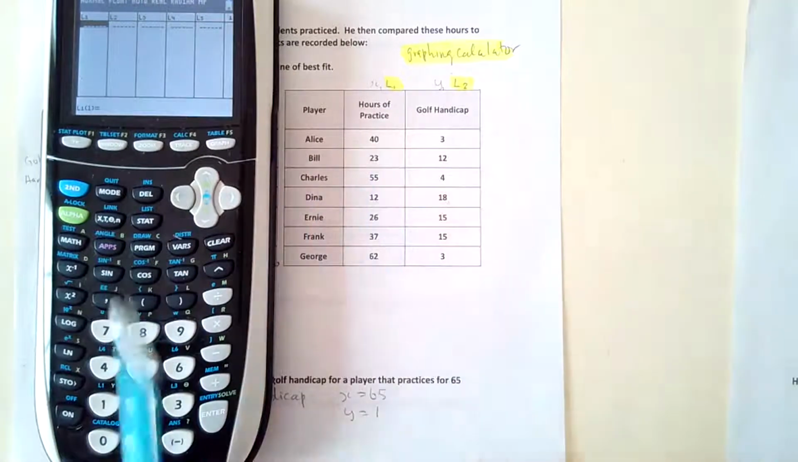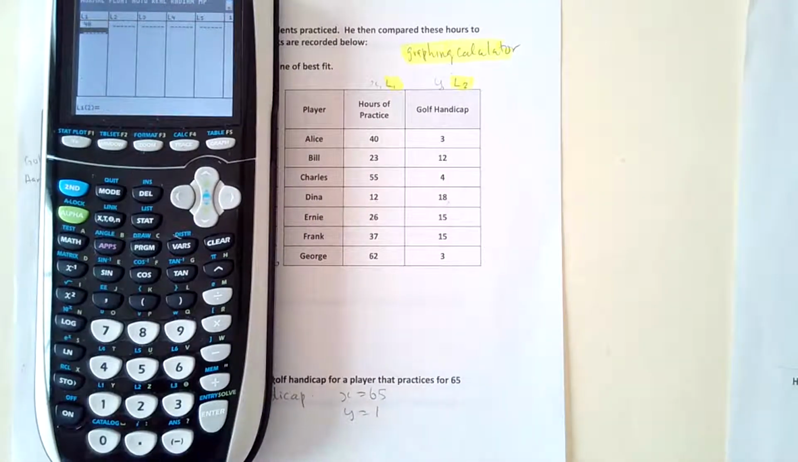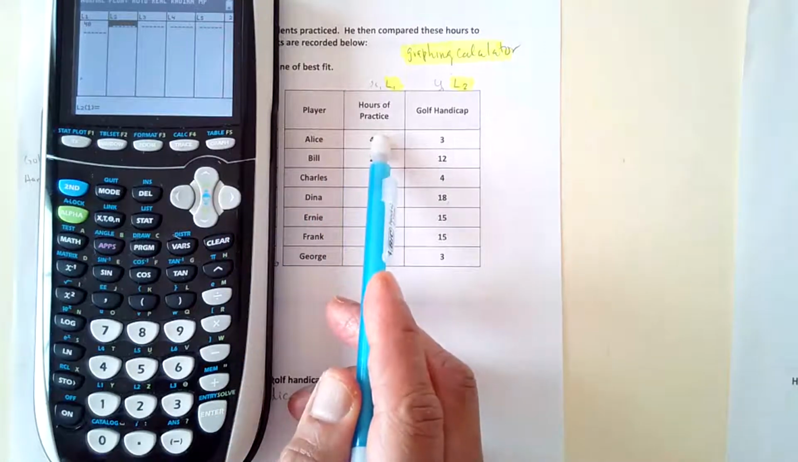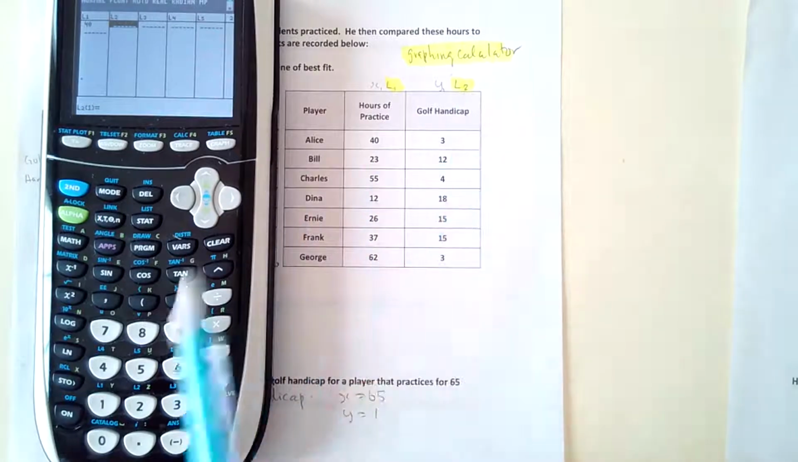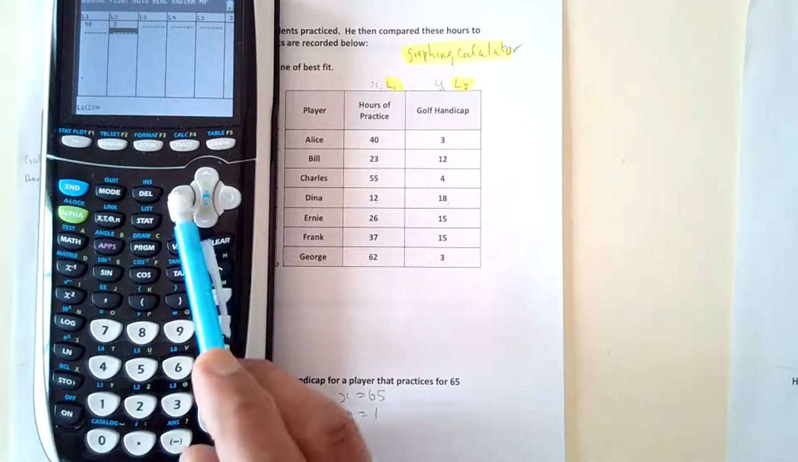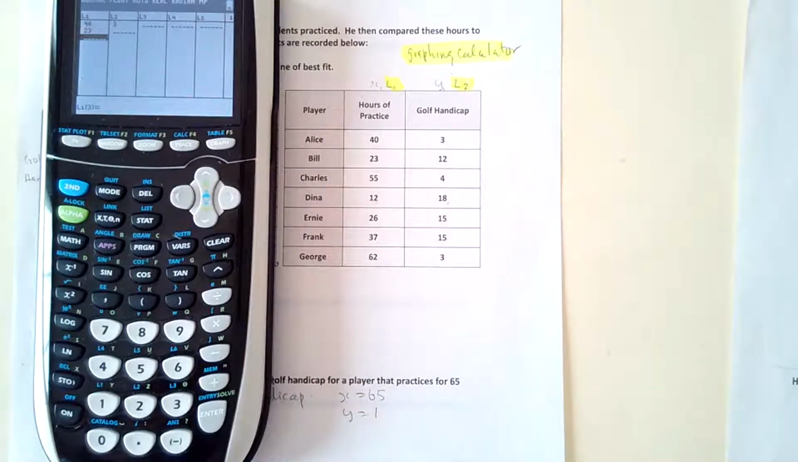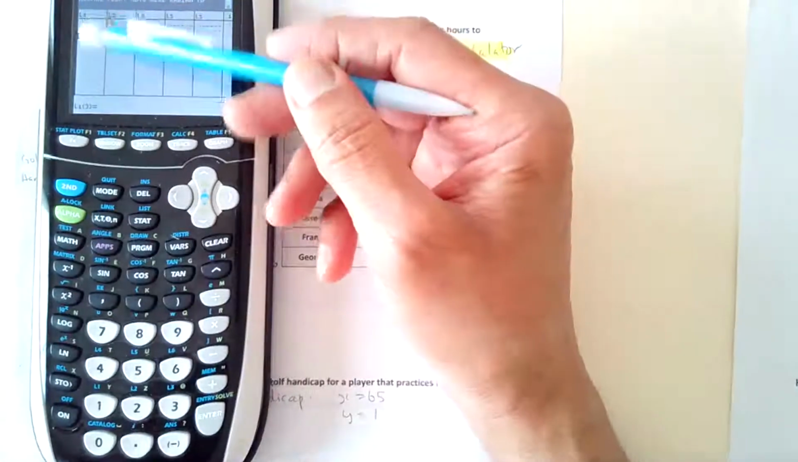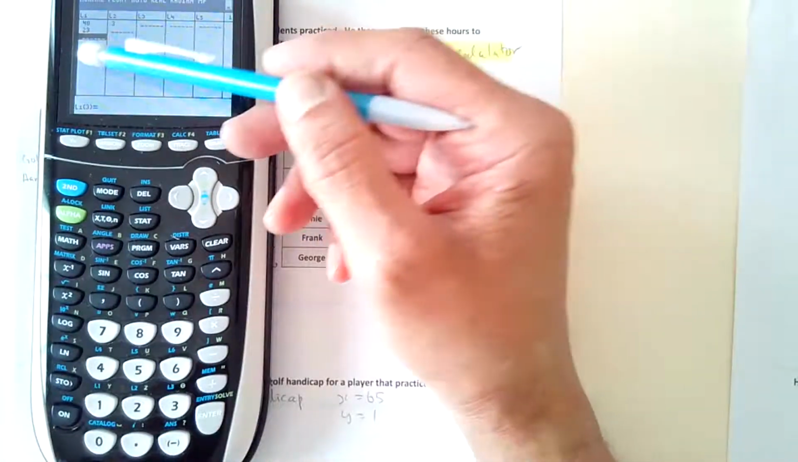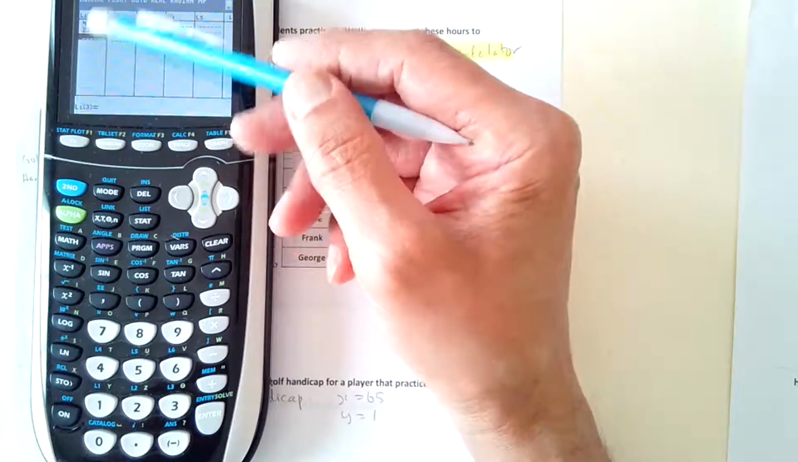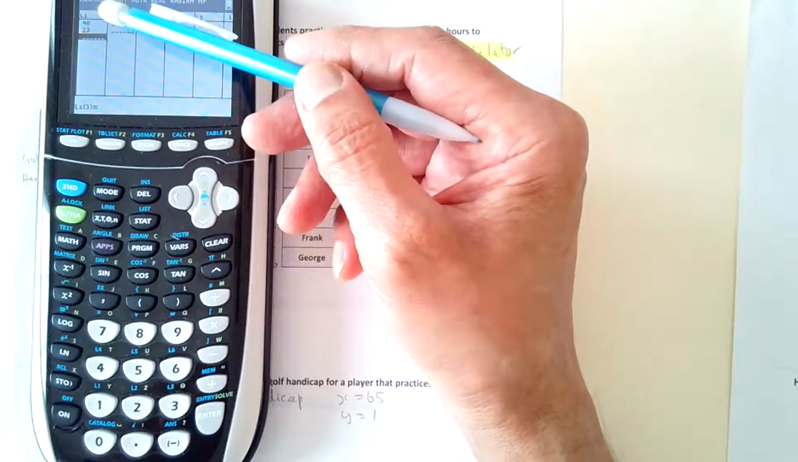So let's do this now. We have 40. And you have to press your enter button. So you press your number keypad and enter button, and that will be L1. Now you can toggle over using the right arrow key to L2 and enter 3. You have to press your enter button each time. So it's a little bit cumbersome going from left to right. So I would do all of the X values first, or the L1, and then all the L2 values together.